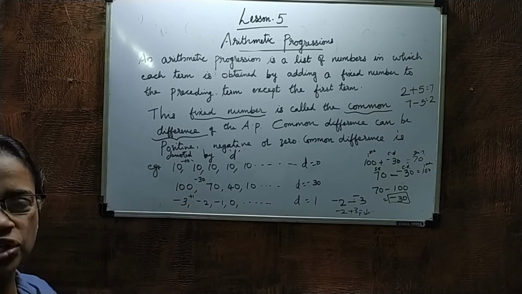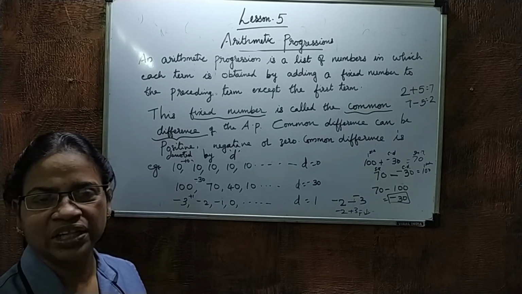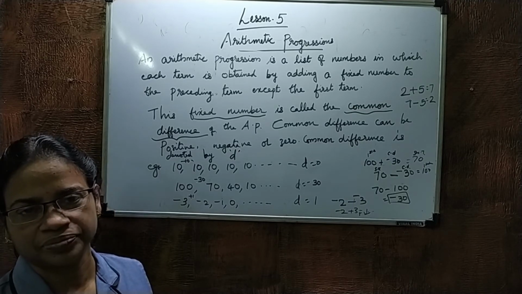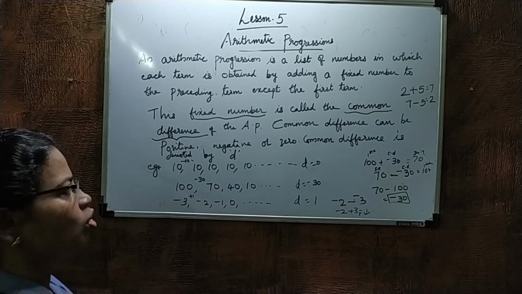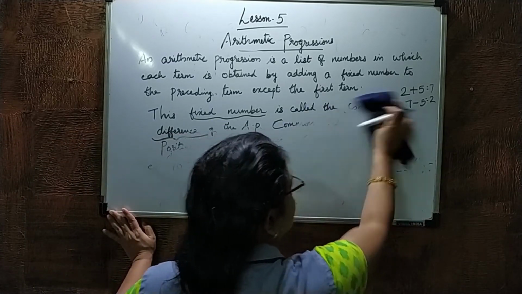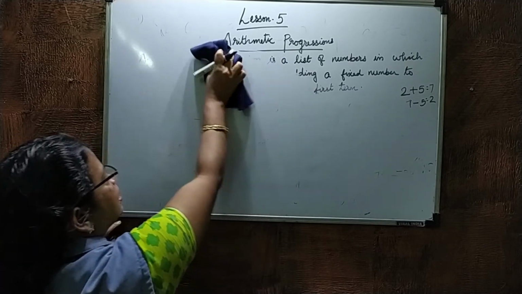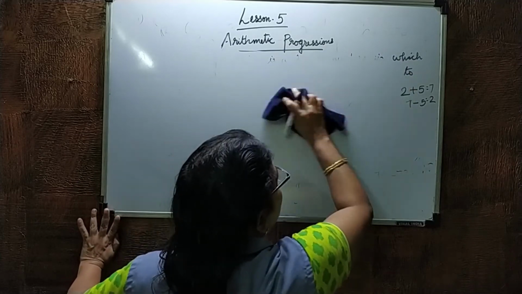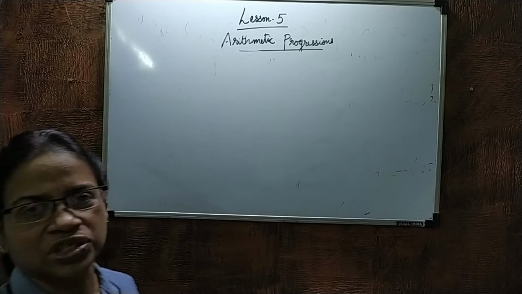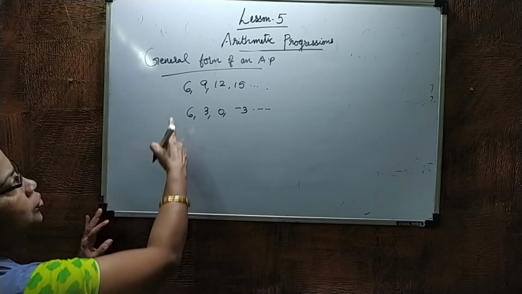So, what all things do you have to remember? These are all the things we can do when a list of numbers should be in arithmetic progression. In an arithmetic progression, the first thing is they should be in order. Order means one fixed number should be there to find the next number. That fixed number is called the common difference D.